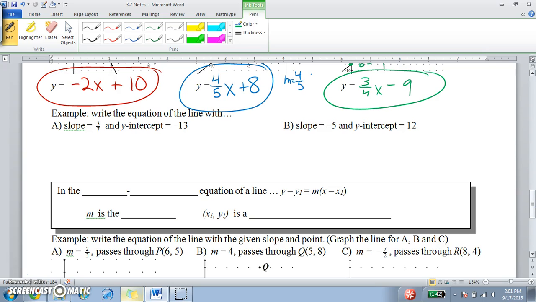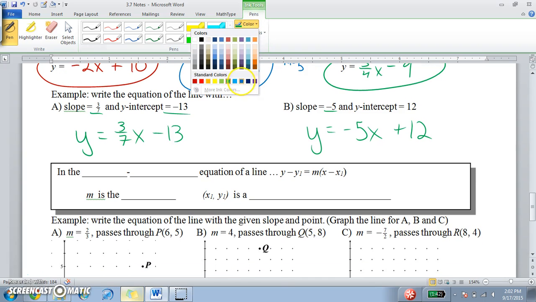Write the equation of the line with, so we've got a slope of 3/7 and a y-intercept of negative 13. So here we don't have a graph, we just have the slope and the intercept, and we have to put it in an equation. So y equals my slope, 3/7 x minus 13, or plus negative 13. Here, y equals, slope is negative 5, x plus my y-intercept of 12.